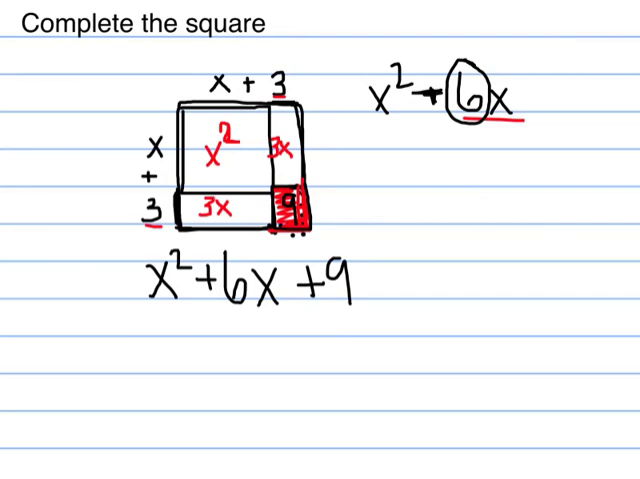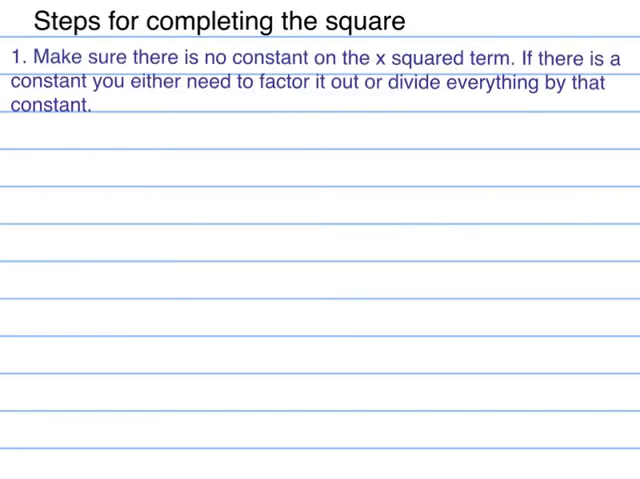So I'm going to give you the step-by-step process for this. We'll try a couple problems and then we'll apply it to solving an equation. Alright, so the steps for completing the square are, first, you need to make sure there is no constant on the x squared term. If there is a constant, you either need to factor it out or divide everything by that constant. And it really depends on what you're using completing the square for. In our case, we would be using our completing the square to solve a quadratic equation. So we would want to divide everything out. But there are different things where you just need to factor that constant out.